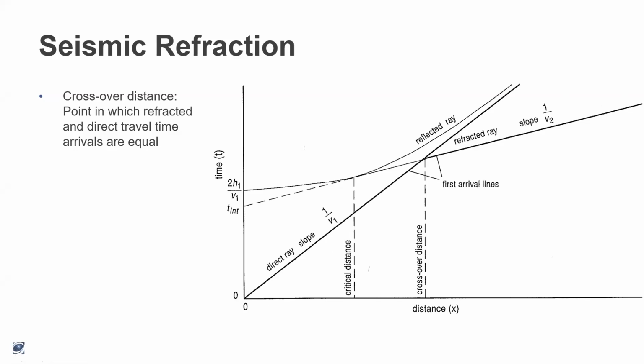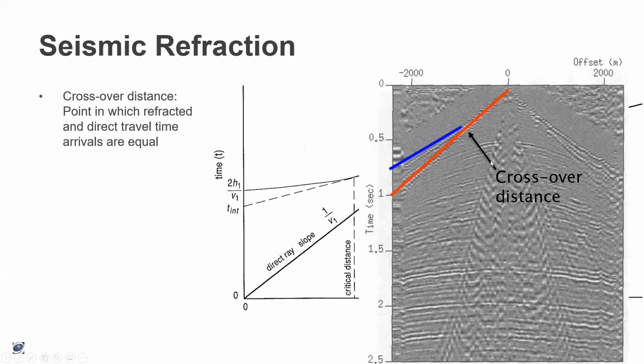One key concept is the concept of crossover distance. This is the distance at which the direct ray is no longer the first to arrive at the receiver. At a certain offset from the source, the refracted rays will become the first to arrive at the receiver. So they'll become the first arrivals. Looking at that previous shot gather, this right here is the crossover distance from the source.